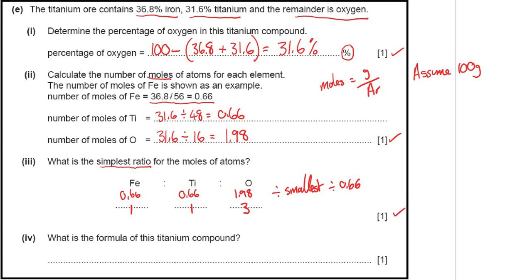So transferring that into the formula, what is the formula? We've got 1 iron, 1 titanium, and 3 oxygens, FeTiO3. Now we've got that mark.